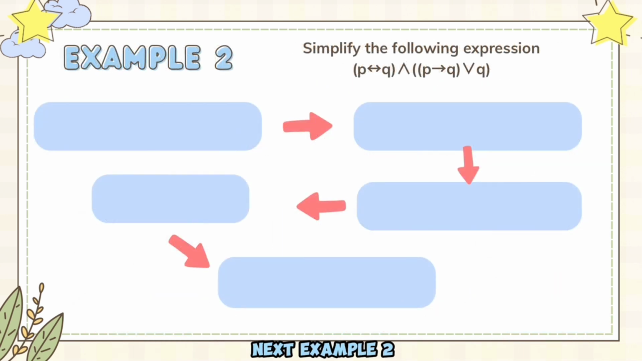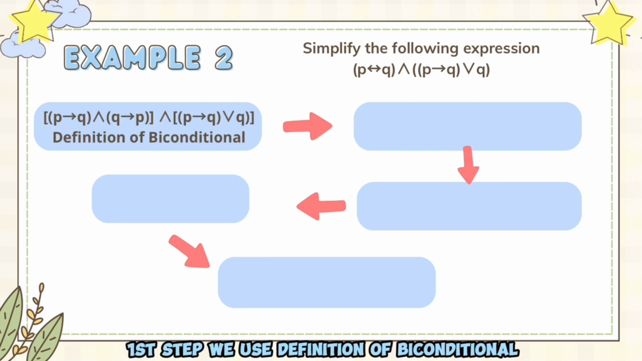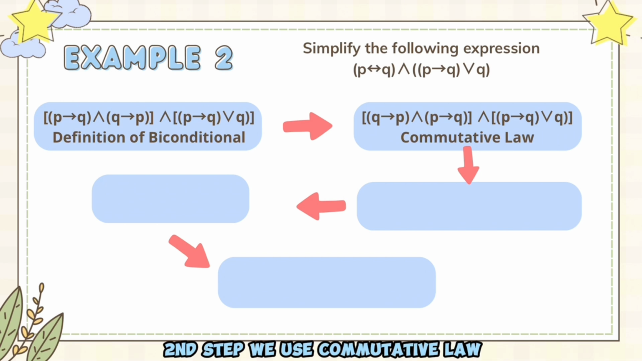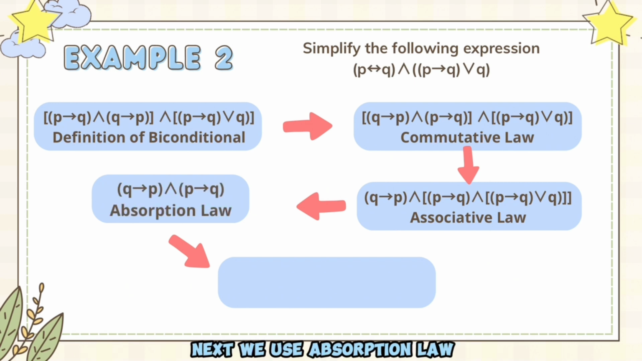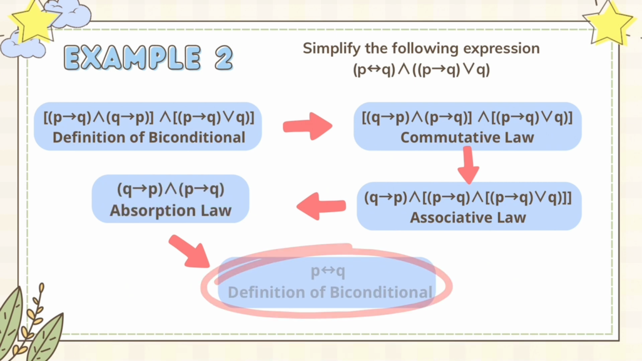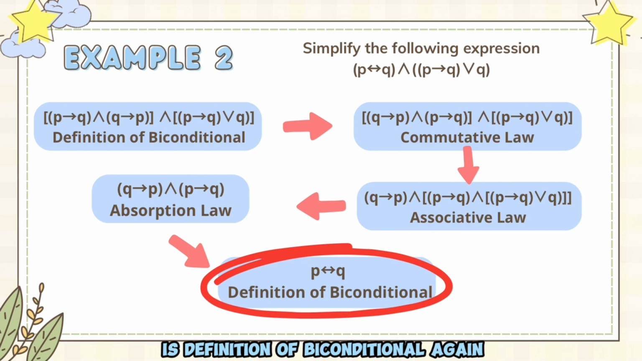Next, example 2. Simplify the following expression. First step, we use definition of biconditional. Second step, we use commutative law. We change the position of Q and P. Next, associative law. We change the position of the brackets. Next, we use absorption law. And the last step is definition of biconditional again. We simplify from (Q implies P) and (P implies Q) into P biconditional Q.